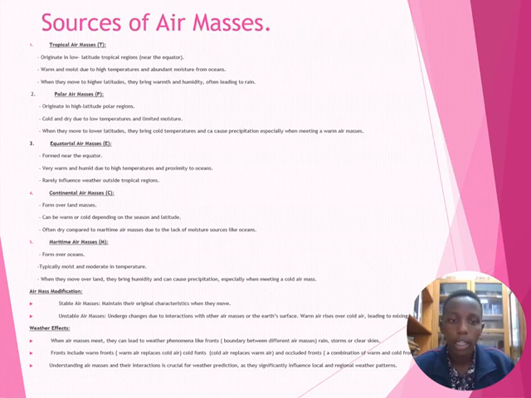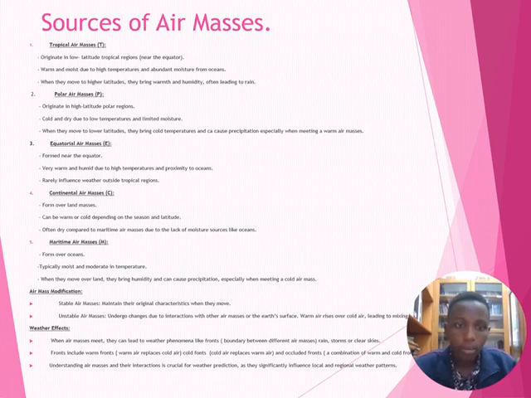We're going to look at air mass modification. We have two modifications, that's the stable air masses and the unstable air masses. The stable air masses maintain their original characteristics when they move, and the unstable air masses undergo changes due to interaction with other air masses or the Earth's surface. Warm air rises over the cold, leading to mixing.